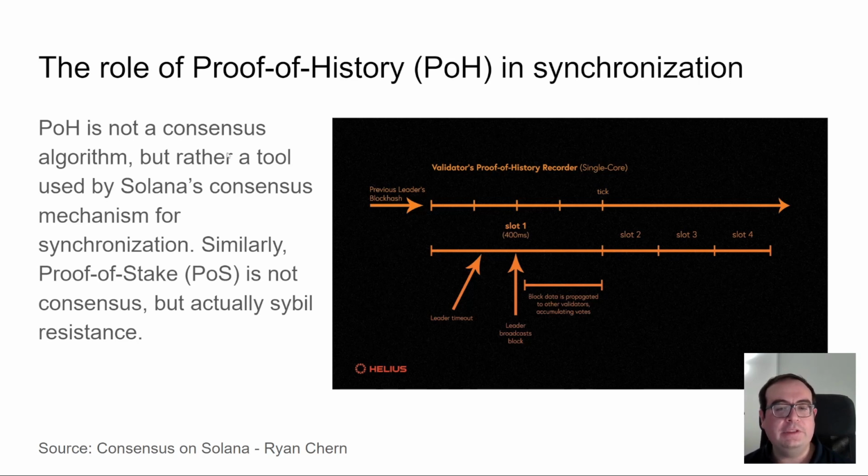The point of proof of history is to have this internal timestamping mechanism. Pretty much that's it, a way to ensure that all the nodes have an internal clock that doesn't rely on external protocols for keeping track of time. That's what proof of history is, and it relies on hashing algorithms.